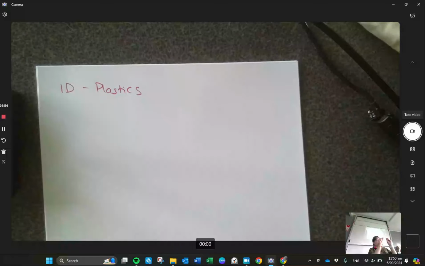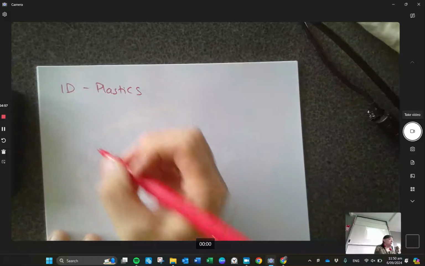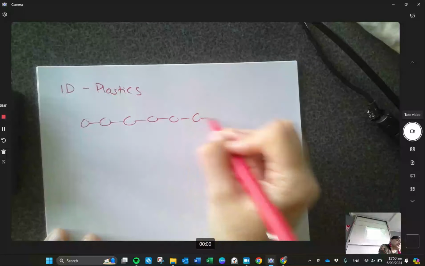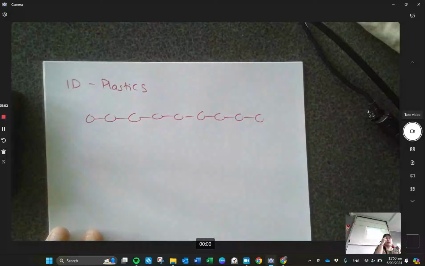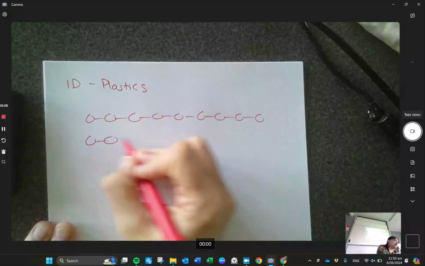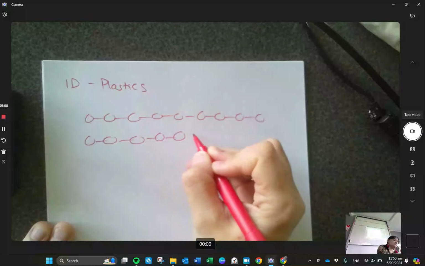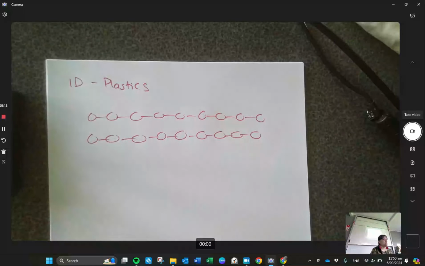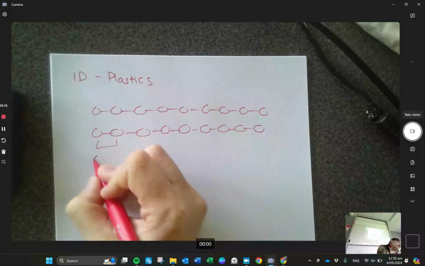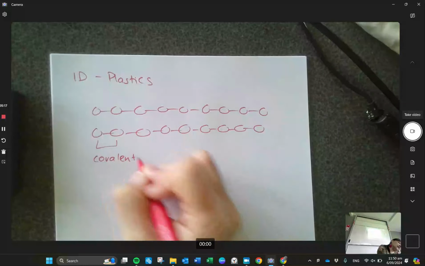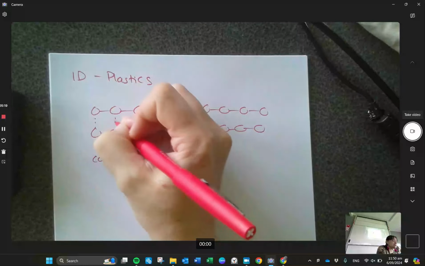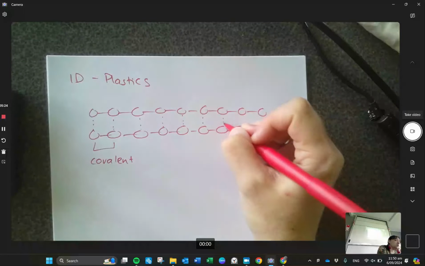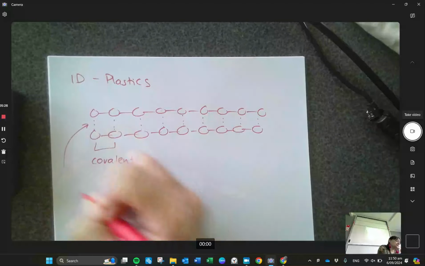So what we have is a single monomer chain, like that, and then they are attracted to another chain of things as well. Like that. So between our atoms, we'll have covalent bonds. That's why we call them covalent networks. And then between these little layers of chains, you will have the weak intermolecular forces that hold together.